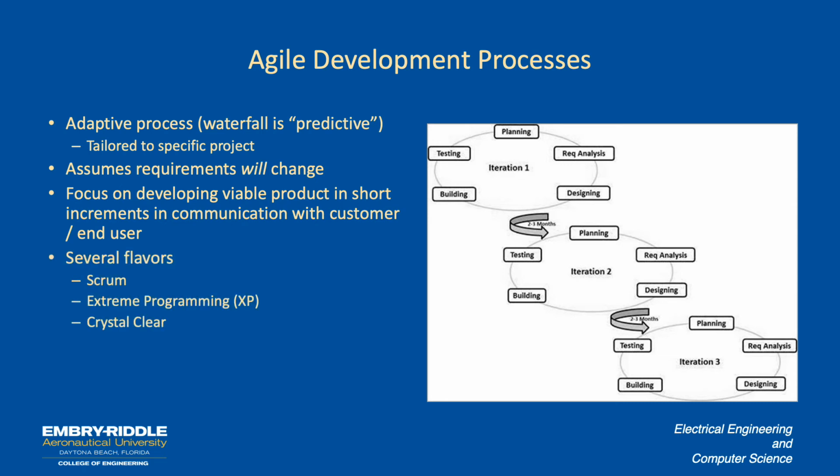There's several flavors of this. Maybe you've heard of Scrum. If you're in our department or taking some software engineering classes, you may have been exposed to Scrum. But there's others called extreme programming, which is sort of a two-person programming effort. And then one called Crystal Clear, which is a lot like Scrum, but maybe a little less rigorous in terms of the stages it has to go through.